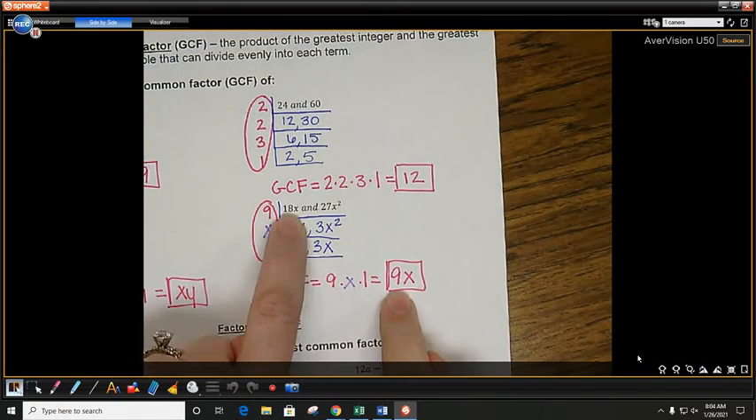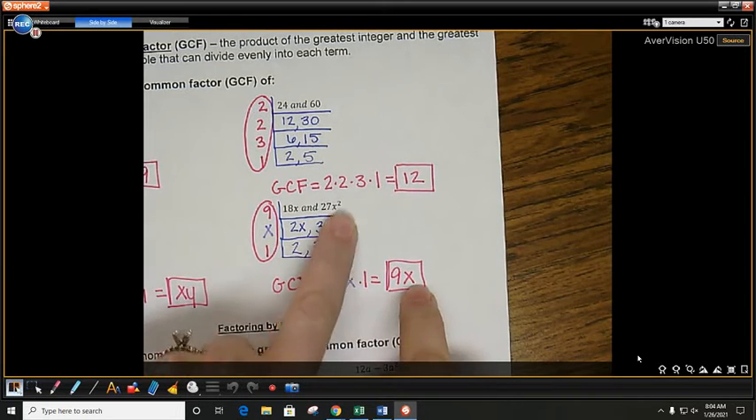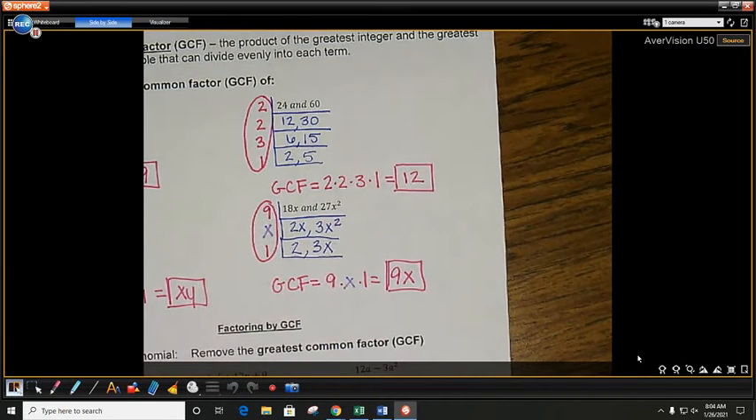And again, you can go back and check yourself. 9x times 2. 9 times 2 is 18, and there's an x. 9 times 3 is 27. x times x gives you your x squared. So the good thing about these is you can check yourself. I always like those types of problems.